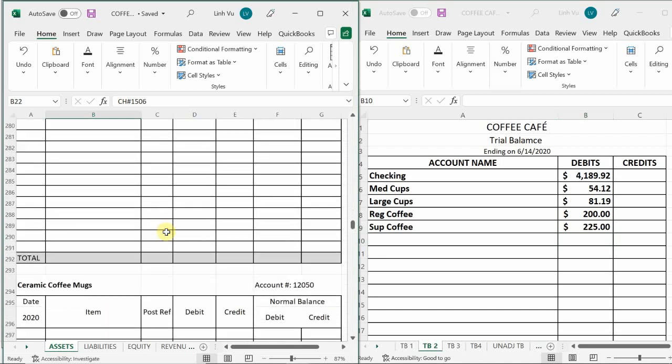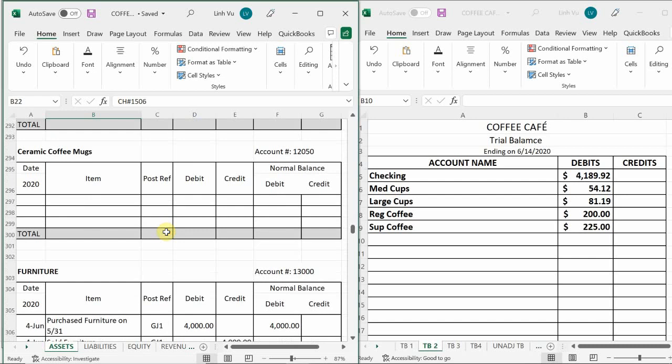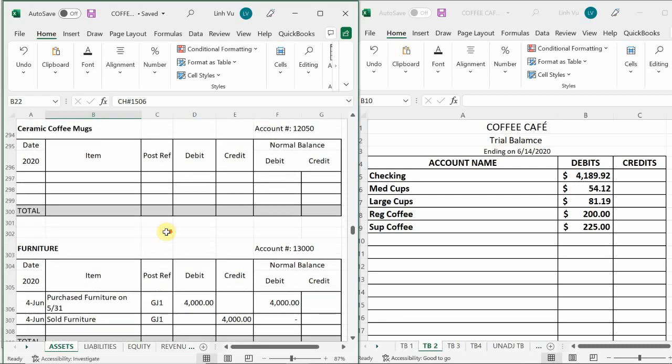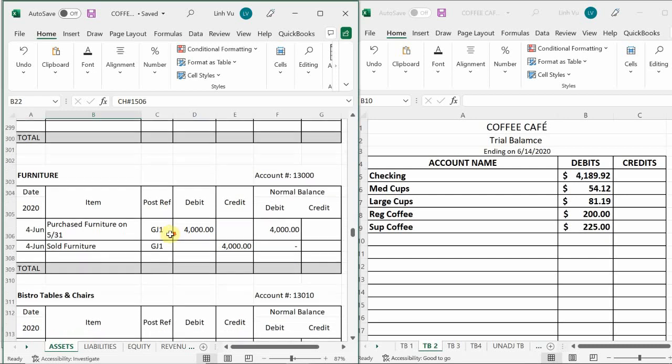Let's see what's next. Okay, ceramic coffee mugs. Did I buy ceramic coffee mugs? No. Well, technically, yes, you did. But right now, you haven't reached the end of the accounting period yet, so you haven't recognized it as inventory yet. So in this case, right now, no, you don't have any coffee mugs. Okay. All right, next one is going to be furniture, right?